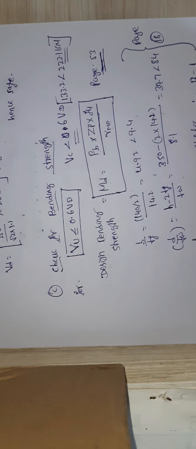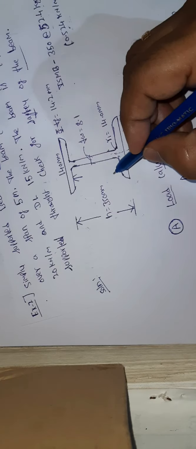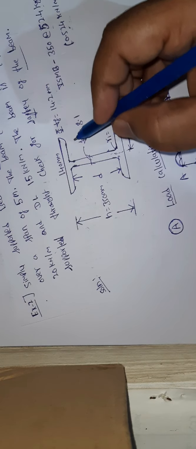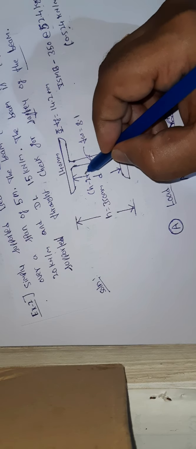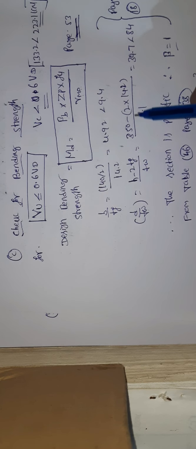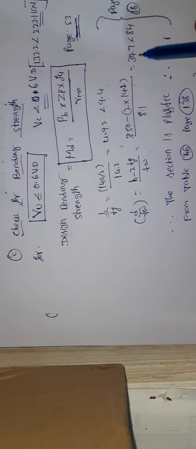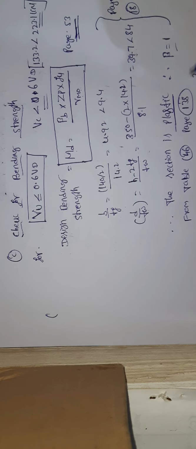Similarly, D by TW you do it. What is the D? D is H minus 2TF. Maybe I explain in this one. This will be your D, the depth of the web. So D will be H minus 2TF. Same thing I did here, you can check H minus 2TF. So I calculated D by TW, it is 39.7. It is lesser than 84, which means the section is plastic.